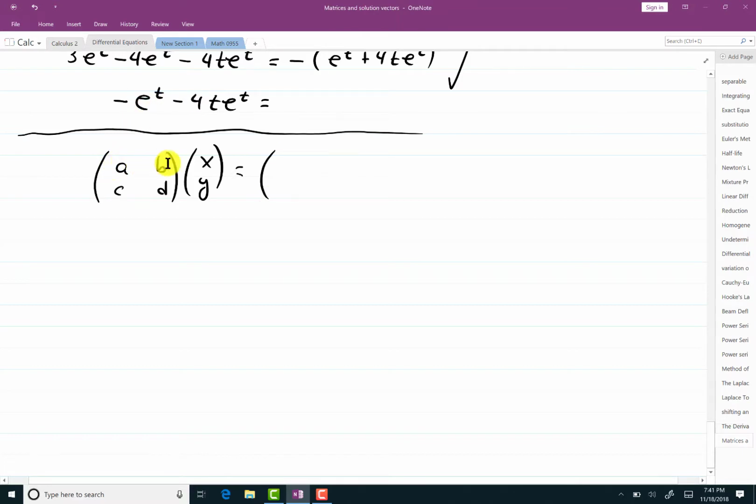You take this row and you match it with the column vector. That means I take a times x plus, and then you do b times y. For the next row of this vector, I go to the next row in the matrix. Now I do cx plus dy.